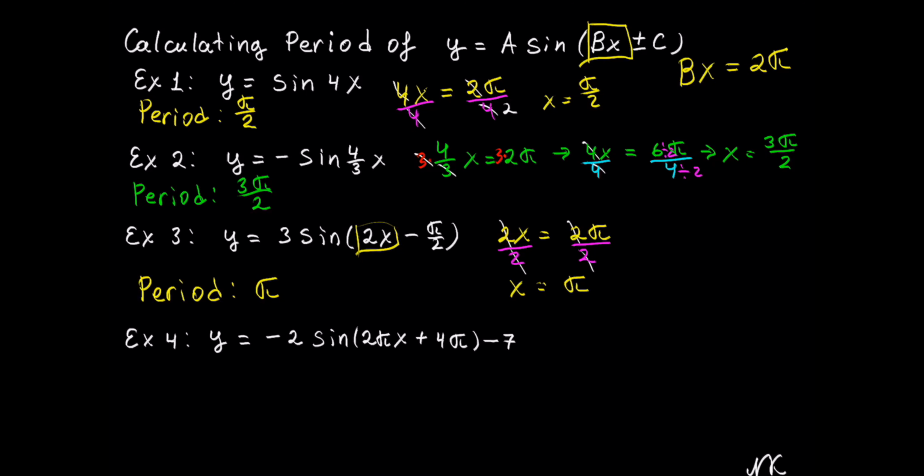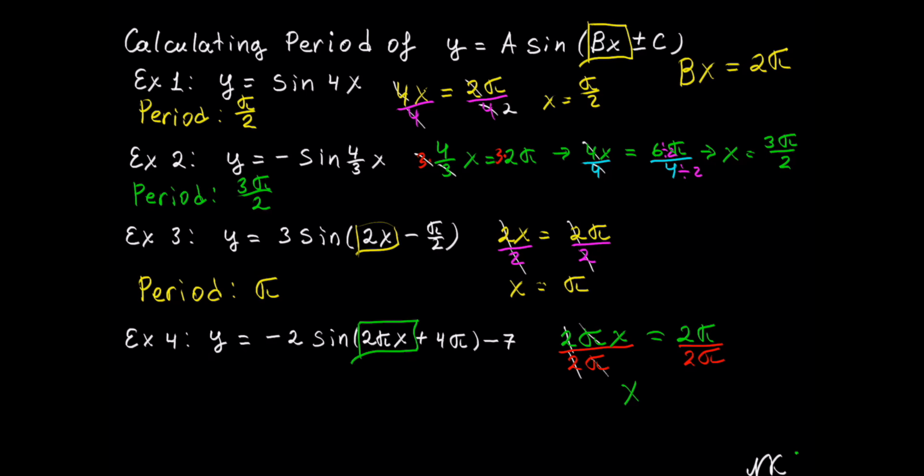In example 4, we have y equals negative 2 sine of 2 pi x plus 4 pi, minus 7. And in order to calculate the period, all we need to find out is how long it will take the term containing x to reach 2 pi. So 2 pi x will have to be equal to 2 pi, and let's solve for x. x is being multiplied by 2 pi. The inverse of multiplying by 2 pi would be to divide by 2 pi. Whatever we do to one side, we need to do the same thing to the other side, so divide by 2 pi. 2 and 2 will cancel on the left, pi and pi will cancel on the left as well.